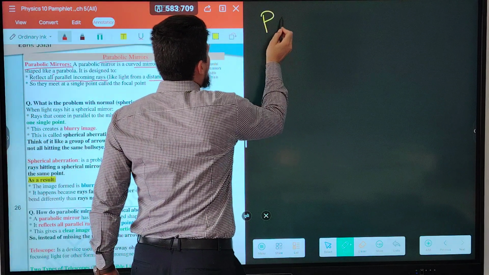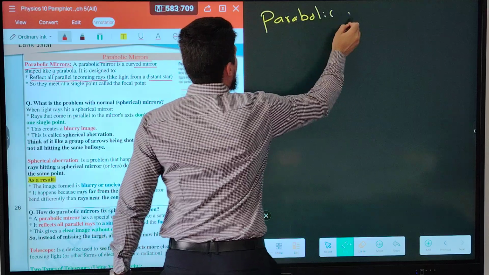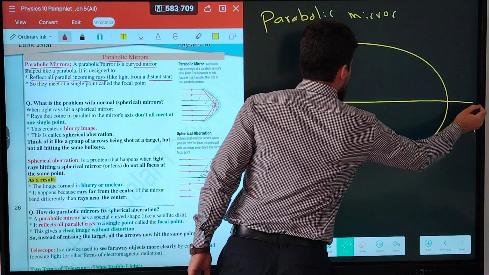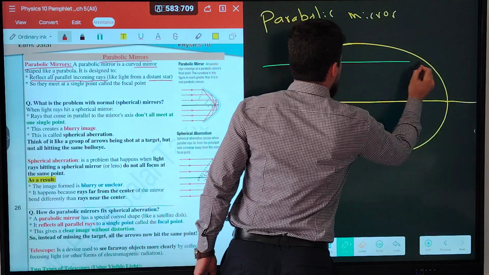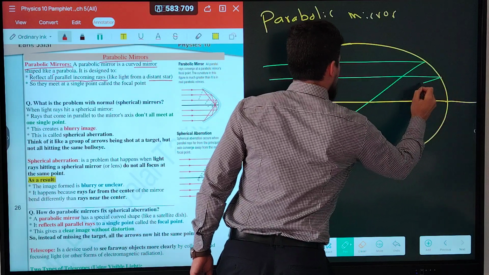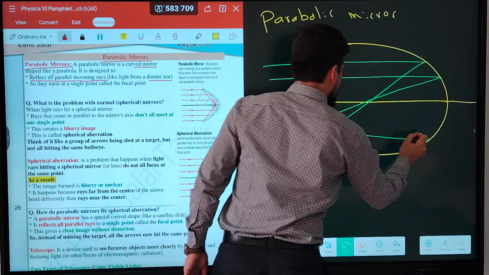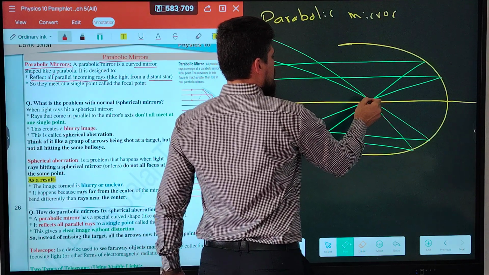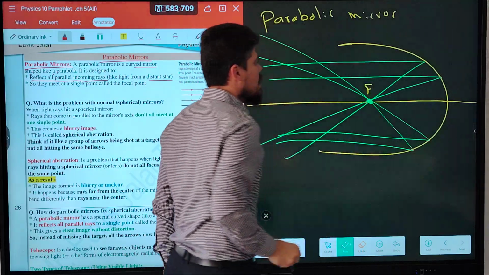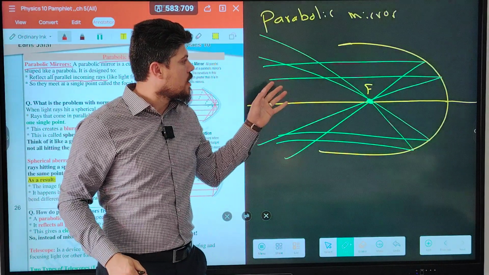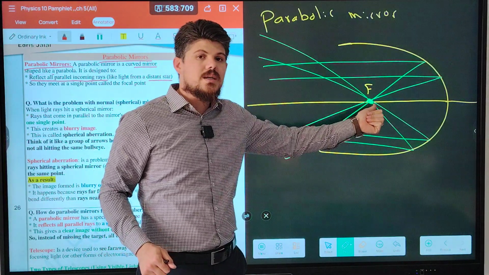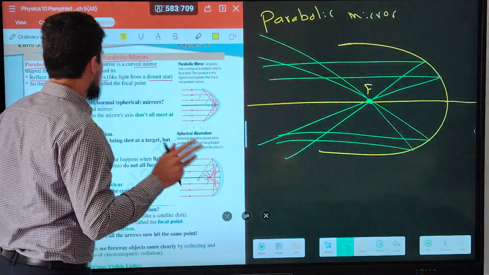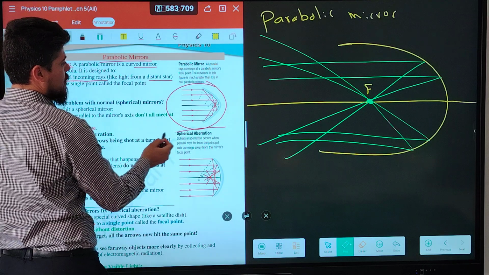In parabolic mirror, guys, it's a curved mirror like a concave mirror, but it has more bend. So this is incoming light, reflected light. All reflected light is focused and intersected at the focal point. In parabolic mirror, all the reflected light intersects exactly at one point. This point is called the focal point. This is parabolic mirror, as you can see in this figure.